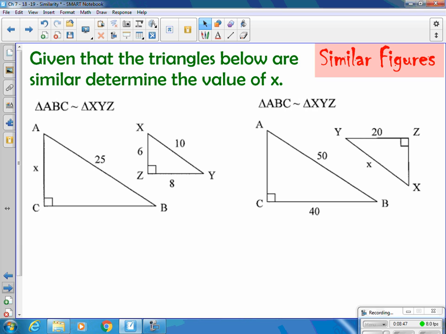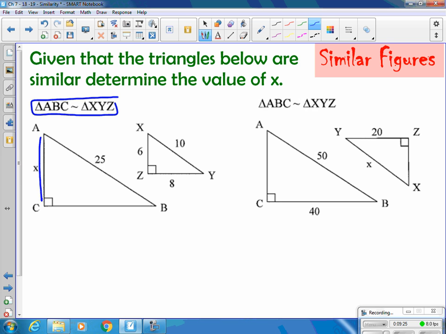And I apologize, I think on your blue sheet, for some reason these two got flip-flopped. So make sure that you're doing the second problem first, if that makes sense. So if we look at this first problem, it says, given that the triangles below are similar, determine the value of X. It says ABC is similar to XYZ. They gave me pictures. A and X seem to be in the same spot. B and Y are in the same spot. C and Z are in the same spot. Doesn't look like they gave me a picture here that's going to be confusing. It looks pretty good.